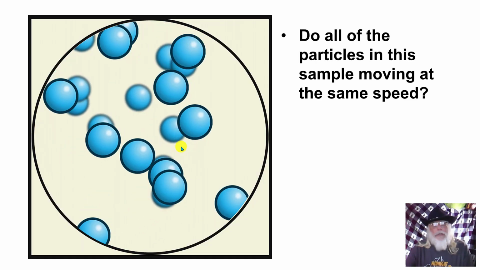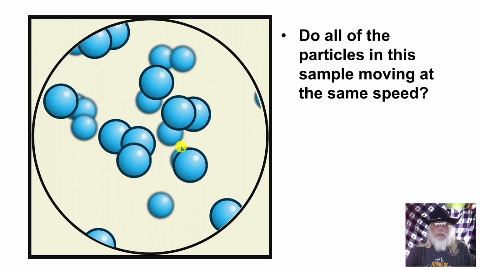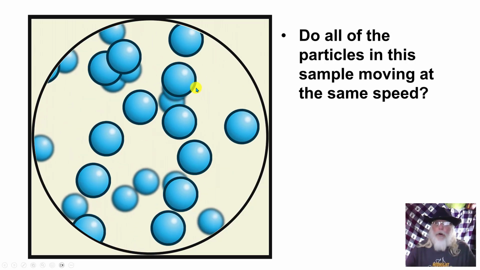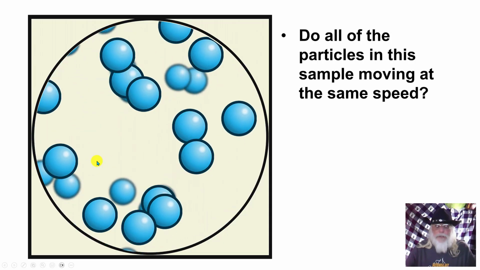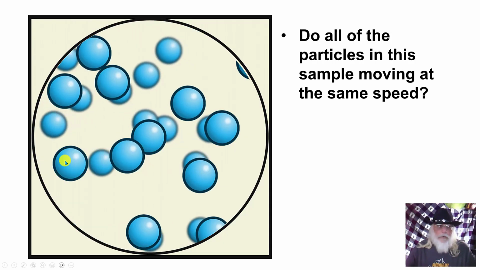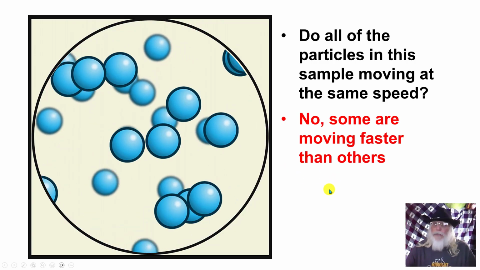Our definition is based on a couple things. So here we go. Let's take a look at this drawing. Now, are all of the particles in this sample moving at the same speed? No. Well, this one's moving relatively slowly versus this one here. Look how fast that one's going. So they're not all moving the same speed. Some are definitely moving faster than others.